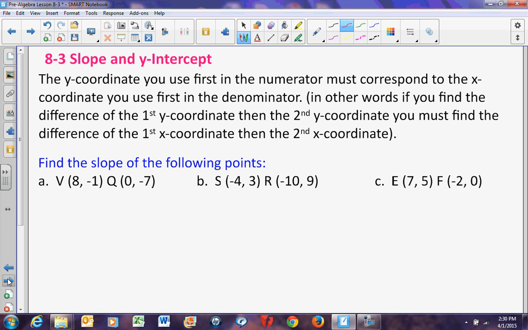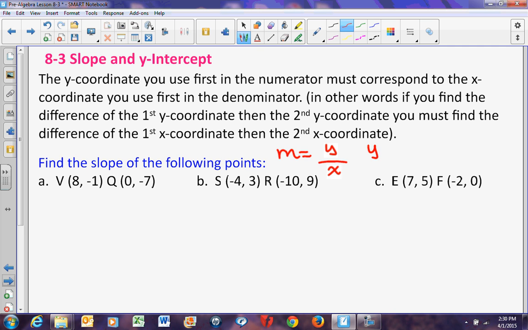Okay, so it says the y-coordinate you use first in the numerator must correspond to the x-coordinate you use first in the denominator. In other words, if you find the difference of the first y-coordinate and then the second y-coordinate, you must find the difference of the first x-coordinate and then the second x-coordinate.